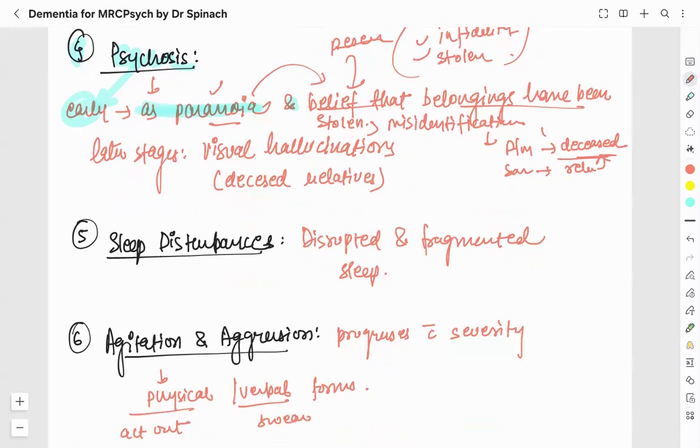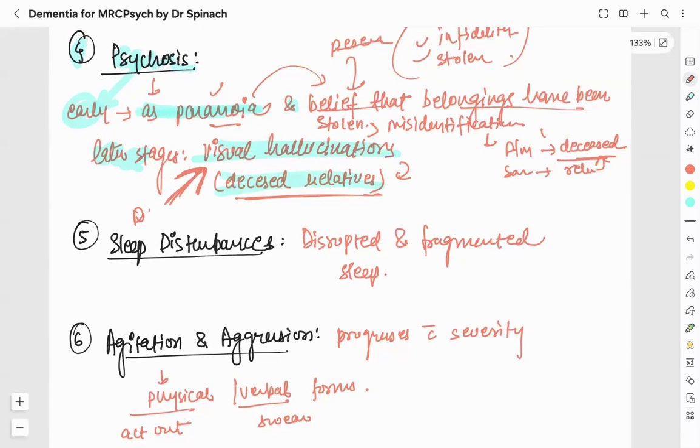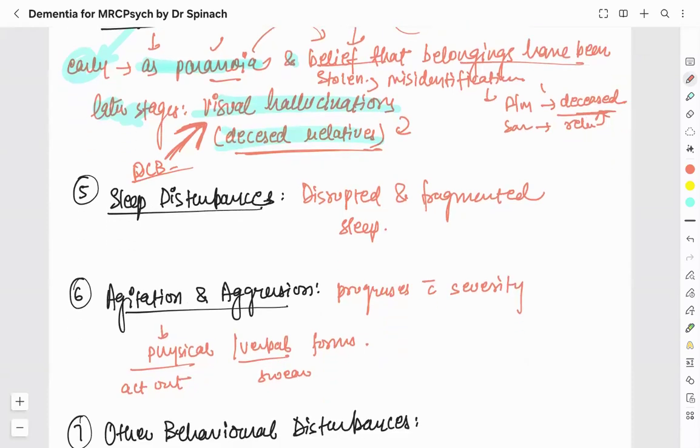And in later stages, visual hallucinations can also occur, and these visual hallucinations are usually of deceased relatives. But in which case is visual hallucination a primary thing? In Lewy body, that is characteristic. Then we have sleep disturbances, disrupted and fragmented sleep.